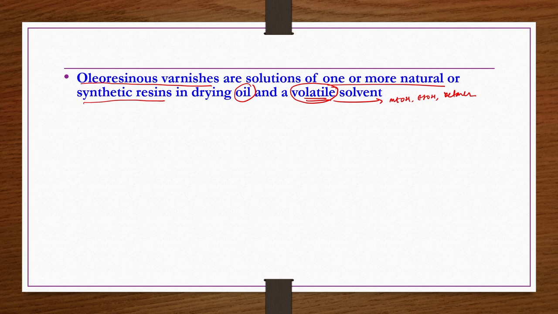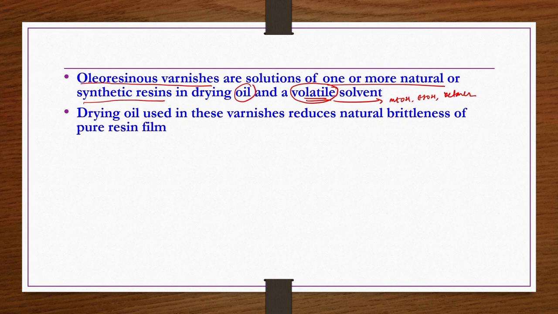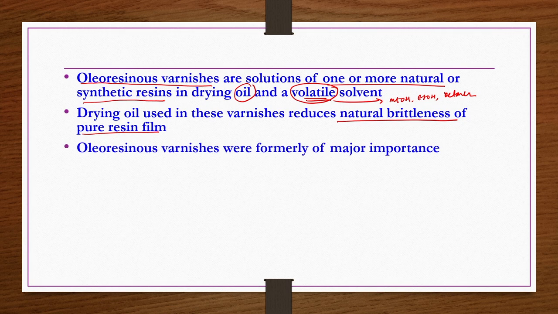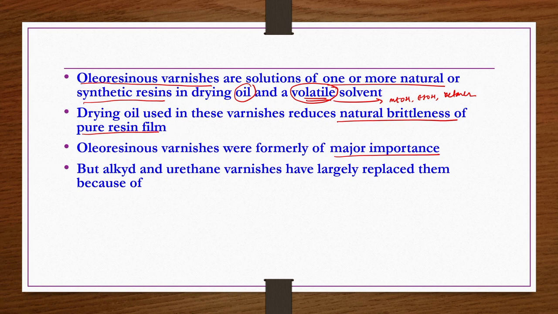If you take a non-volatile solvent, then these resins may not be dissolved properly in the non-volatile solvents. That could be a reason. So drying oils used in these varnishes produce natural brittleness of pure resin film. These oleoresinous varnishes were formerly of major importance. However, because of certain issues, nowadays alkyds and then urethanes have largely replaced the oleoresinous varnishes.